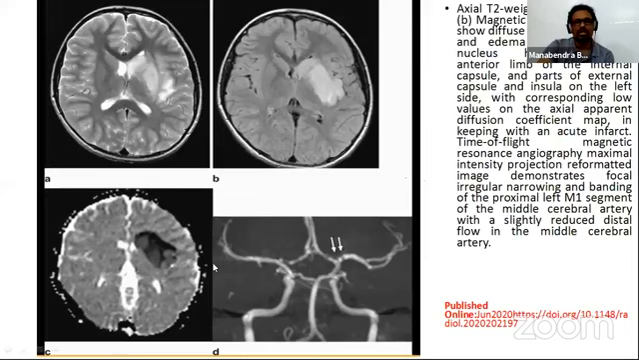And you also see something very interesting: this is the MR angiogram. The MR angiogram shows a focal, irregular narrowing and bending, with mildly reduced flow in that part of the MCA. So this is a case of focal cerebral arteriopathy. It's an interesting case.